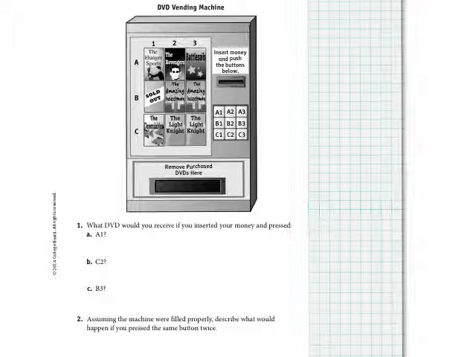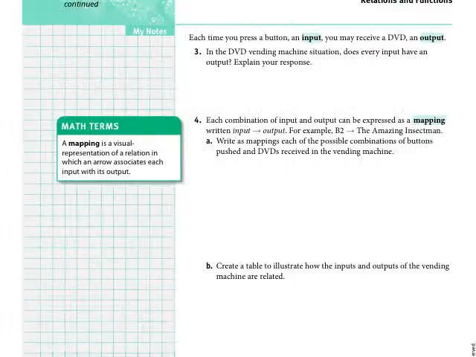What would happen if it wasn't functioning properly? You might not get the Revengers. Maybe you get something else. Okay? All right, so go ahead and flip to the next page.